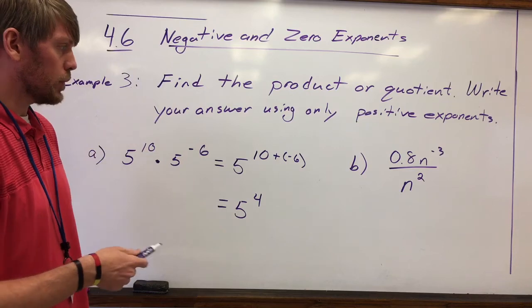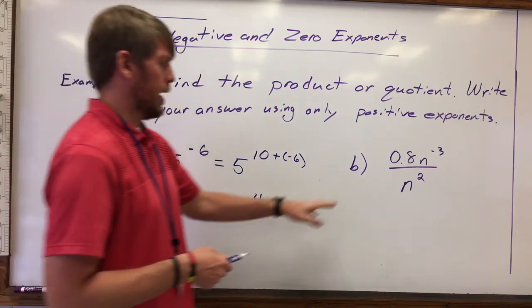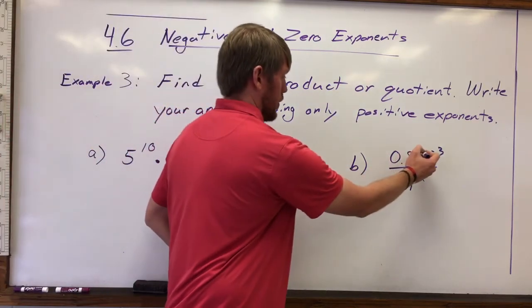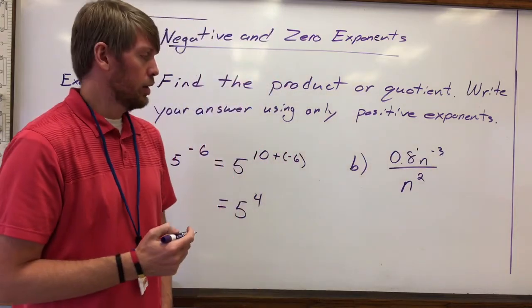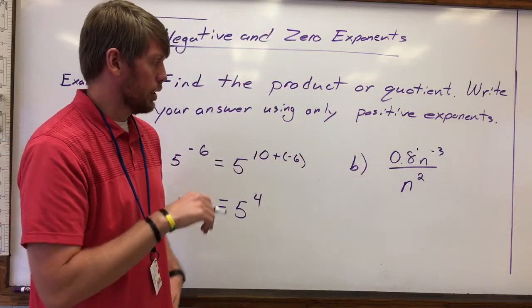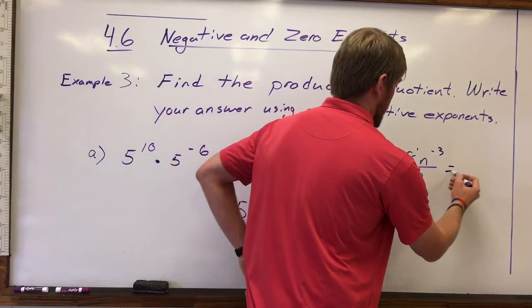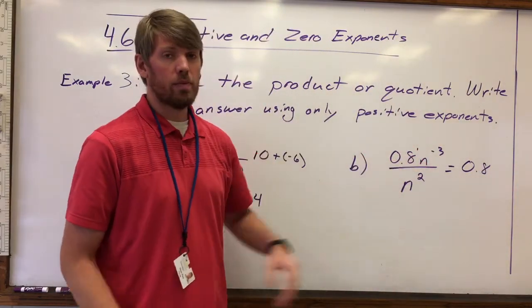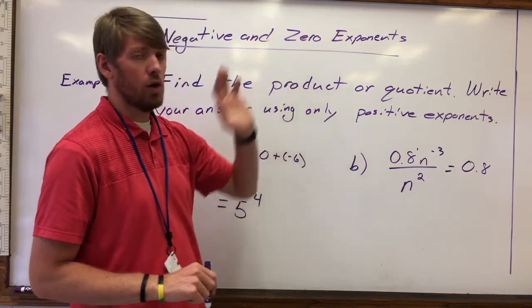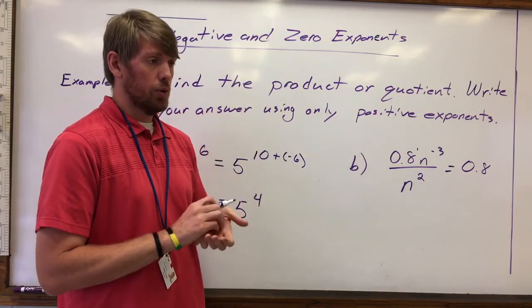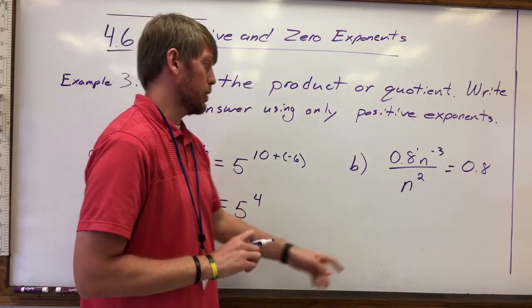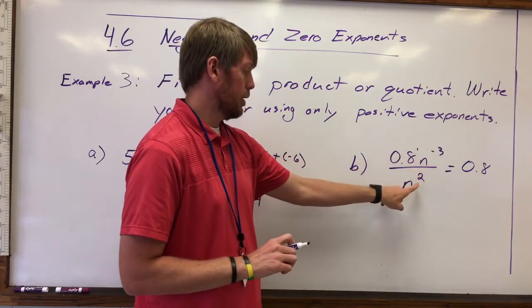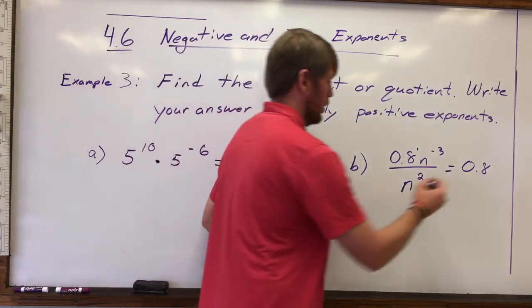Okay? For part B, I have 0.8. Remember, it already has a positive exponent, so I'm not really concerned with it. I can just go ahead and write 0.8. When we have a quotient of powers, the n to the negative 3 over n to the second, the rule says that we should subtract the exponents. So negative 3 minus 2.